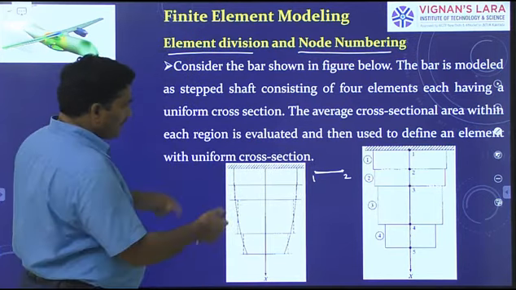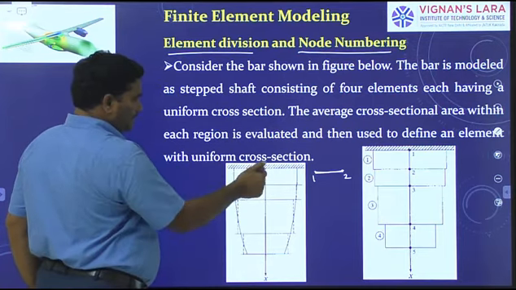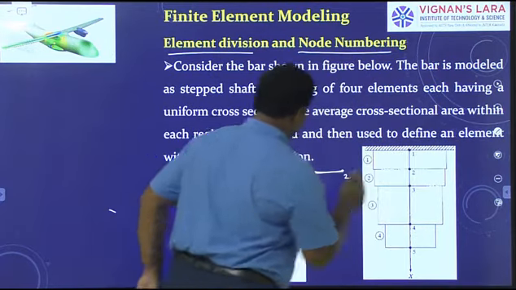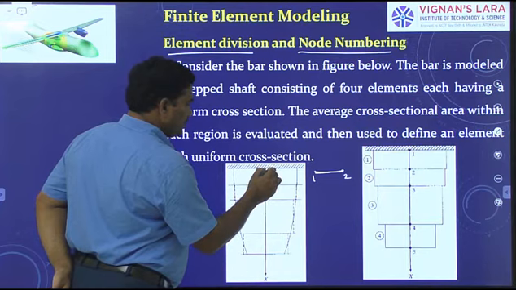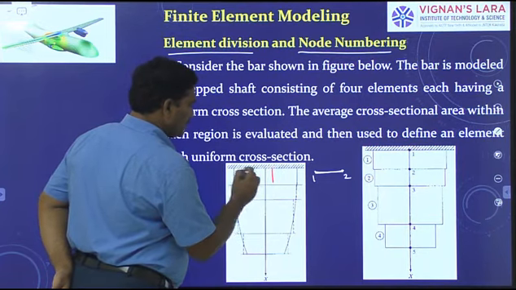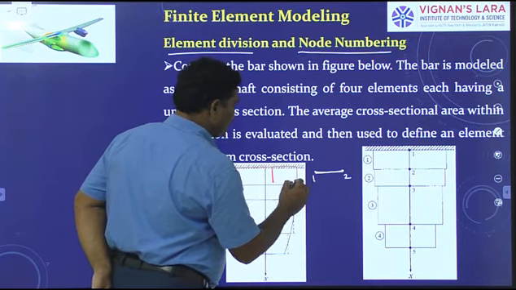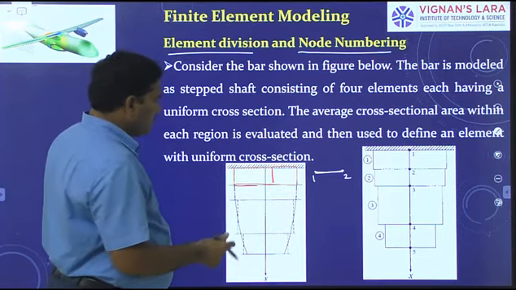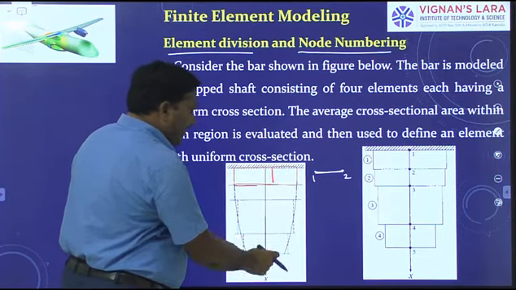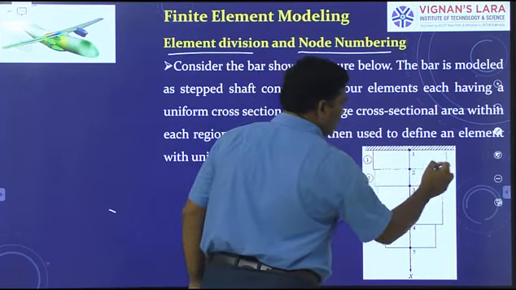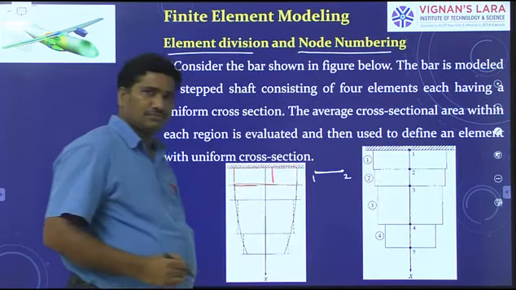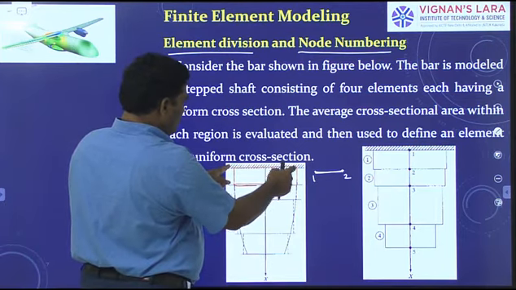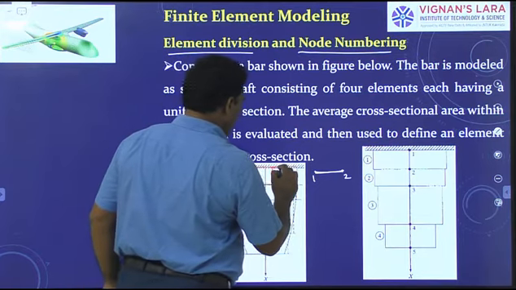As the stepped bar. How do you model here? See here. From here to here, we consider this as one element. From here to here, we consider this as one element. This is one element, like this. Okay? Now, the cross section of this element in the direction of x should be the same. Therefore, I have considered uniform cross section. How have we determined it? See here, the diameter of this section.